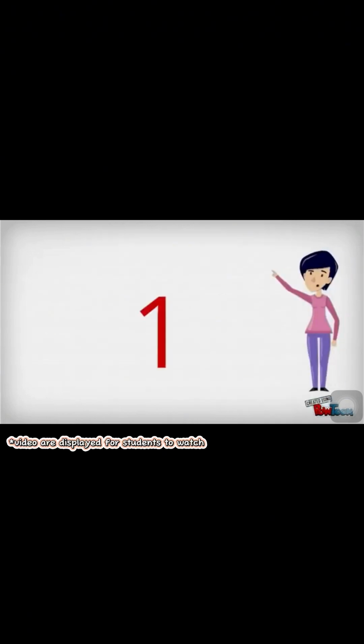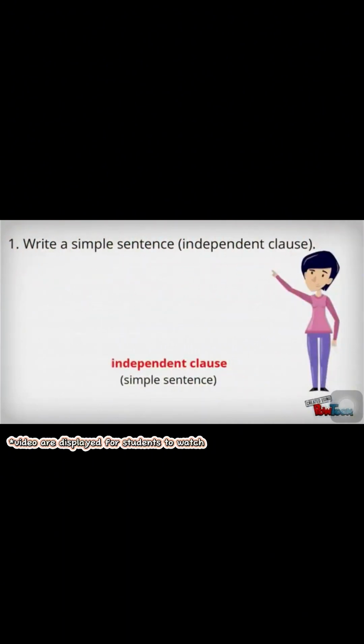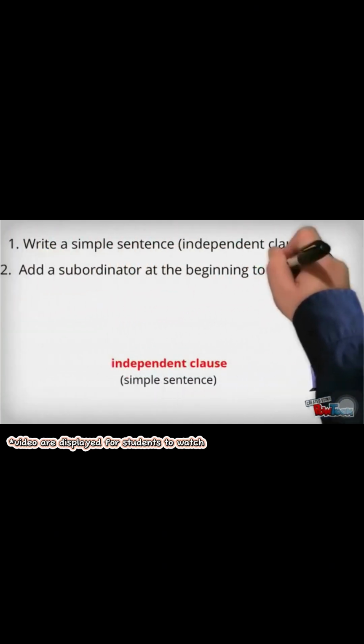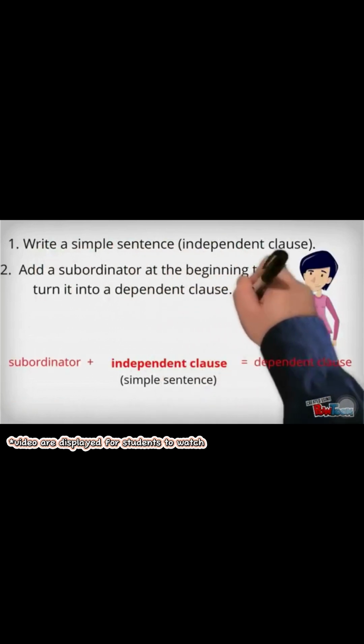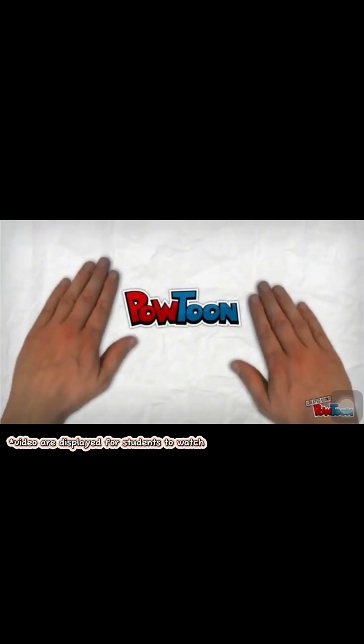Try to write three of your own examples on the bottom of your notes. Start by writing an example of an independent clause or simple sentence. Then turn it into a dependent clause by putting a subordinator at the beginning. I look forward to seeing your examples tomorrow. Created using Powtoon.